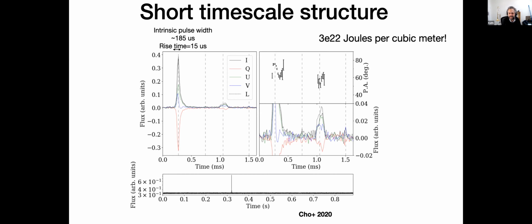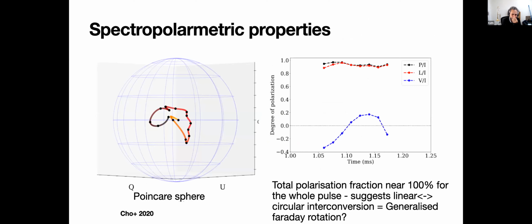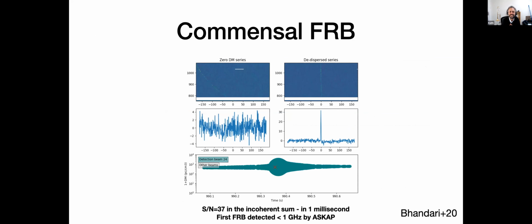You end up with 10 to the 22 joules per cubic meter, which is a lot of joules. And yeah, some wonderful stuff. When you look at the polarization over these few microseconds, you can see that it wanders around on the Poincare sphere, and that tells you that something very unusual is happening inside the ionized material that immediately surrounds the FRB. So that's kind of a cool piece of science. Not exactly sure what it means yet, but it's really cool.